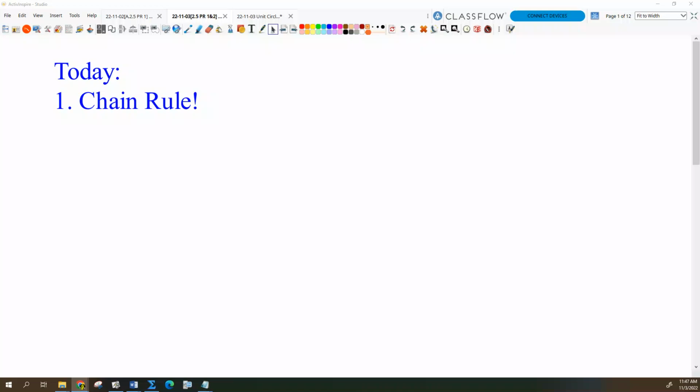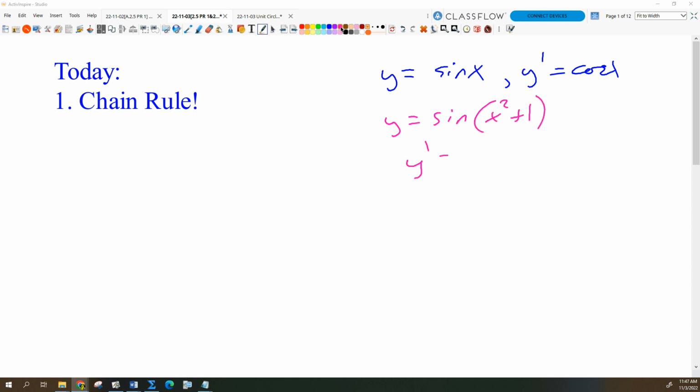The chain rule is huge. It takes everything we've done and extends it massively, so we're able to do all kinds of problems we couldn't previously do. For example, if I tell you that y equals sine x, we can calculate y prime. But if I tell you that y equals sine of x squared plus 1, we don't know what to do, right?